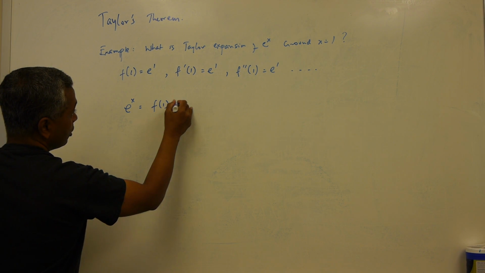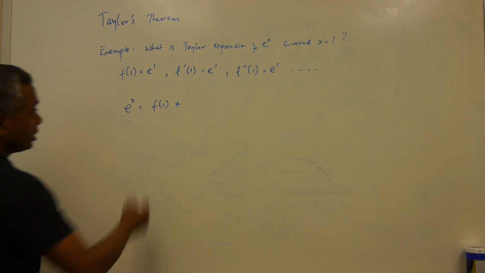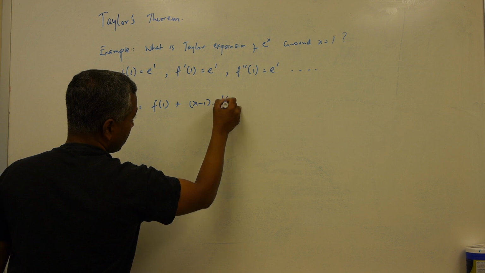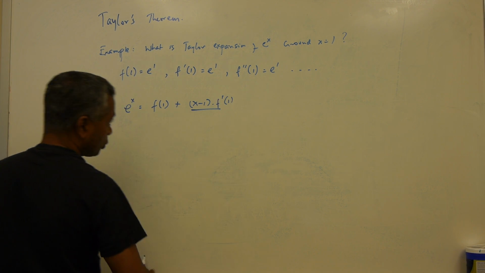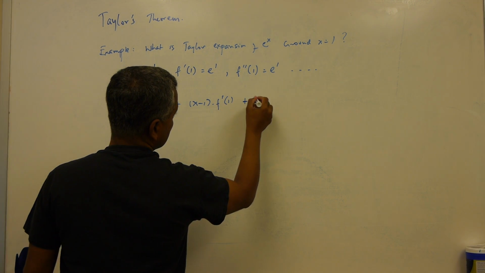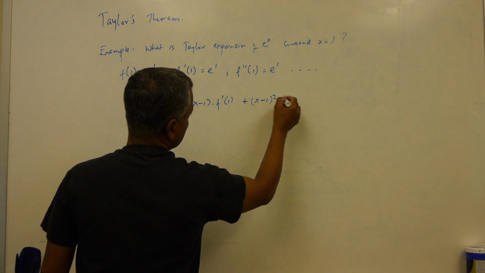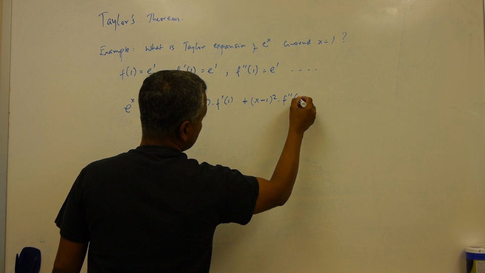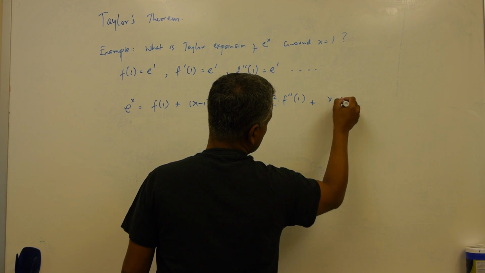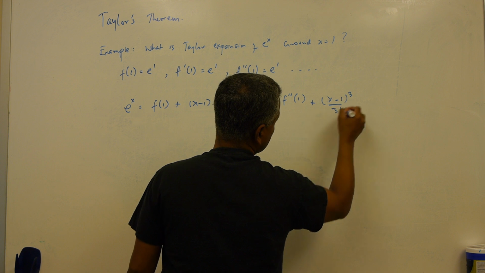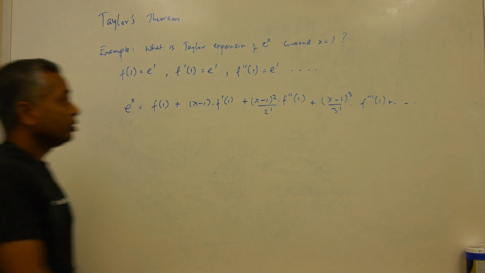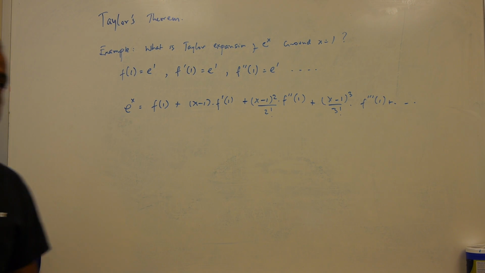This is f(1) plus x minus 1 times f prime at 1, divided by, of course, 1 factorial, so I'm not going to write anything there. Plus x minus 1 whole squared times f double prime at 1 divided by 2 factorial, plus, let me just write one more term, x minus 1 cubed divided by 3 factorial times f, the third derivative at 1, and so on. So this is simply the Taylor's expansion.